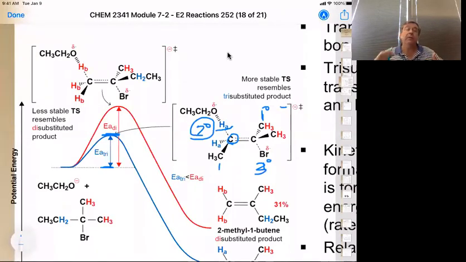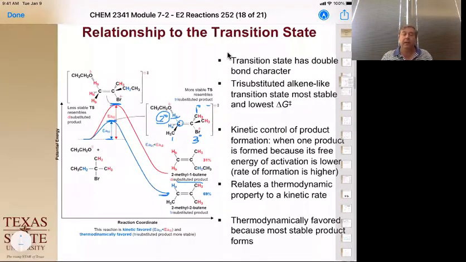Remember the Hammond postulate: what looks more like the product and what looks more like the reactant? Something that looks more like the product is going to be lower in energy than the one that looks more like starting material, and therefore it has a higher activation energy. And removing the primary hydrogen, we only get our di-substituted product. Okay, so questions on that?